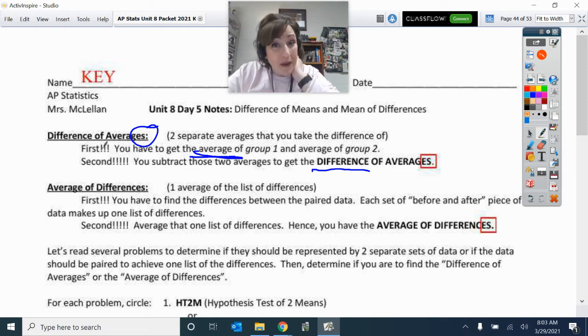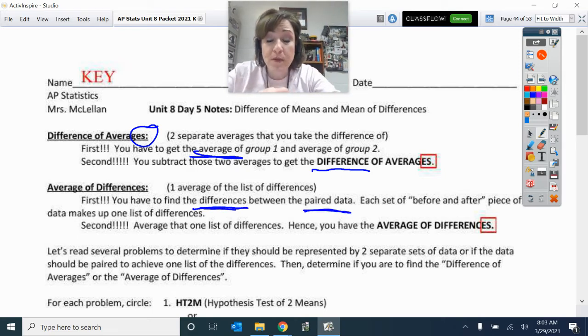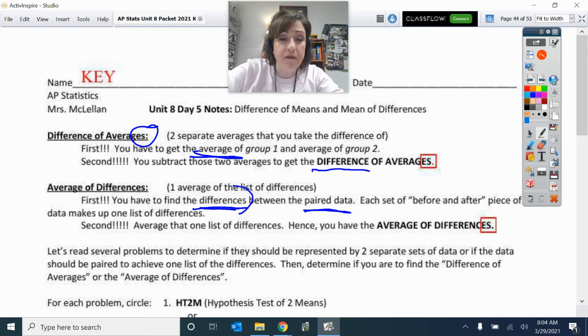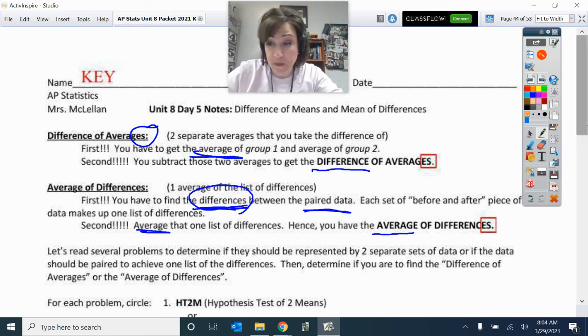But with paired data, we have the average of the differences. That was a situation where we would first find out what all of those differences are in the paired data. Remember, we paired them because they had similar qualities and we were reducing all that variability between the subjects. This is an example of a before and an after, or twins. Even the woman and the man that had the same model of car were twinned by that model of car. So we were finding the difference first, and then we got one average of that list of differences.